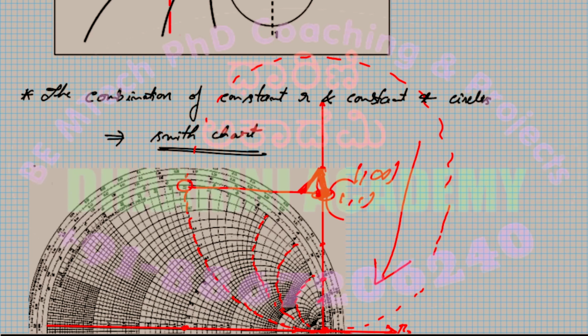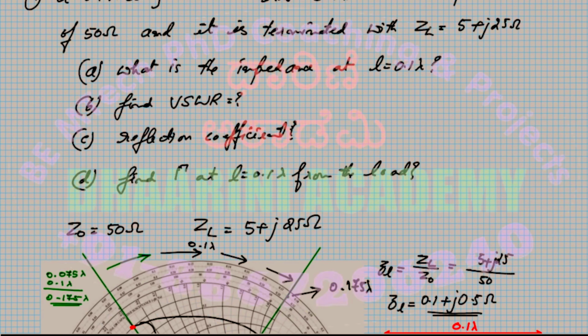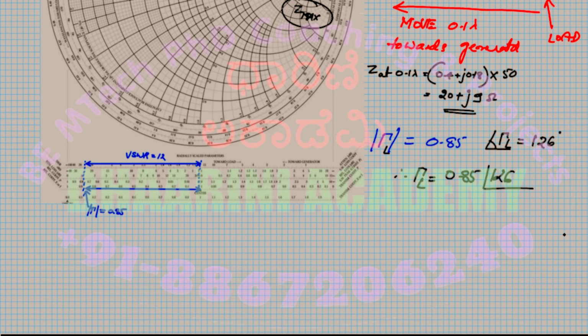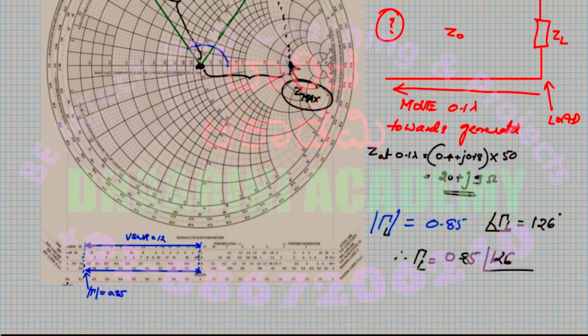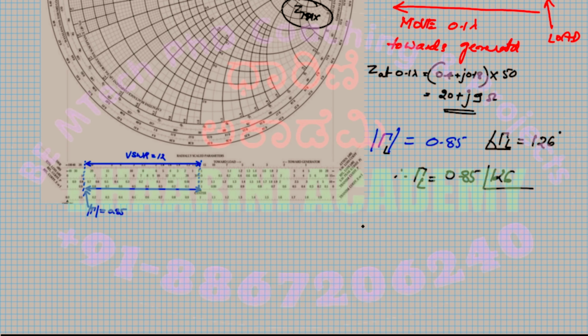So that is the answer for which question? Question number 3, reflection coefficient. They are also asking what is the value of the reflection coefficient at L equal to 0.1 lambda. Just see, this radius is still the same, correct? Since the radius is the same, there is no change in the magnitude. At Z1, the magnitude of gamma is still 0.85.